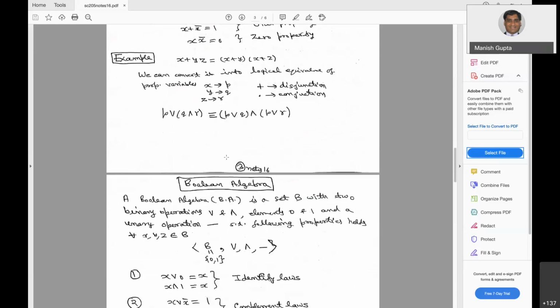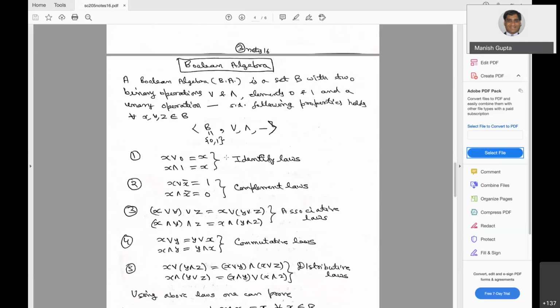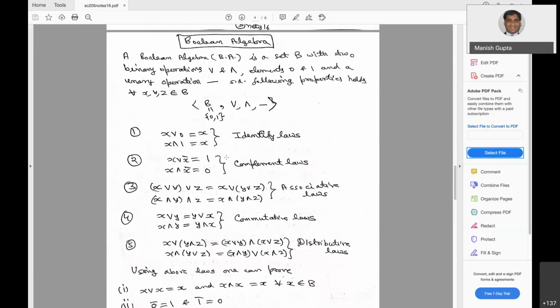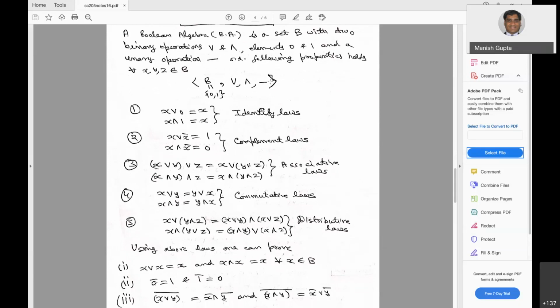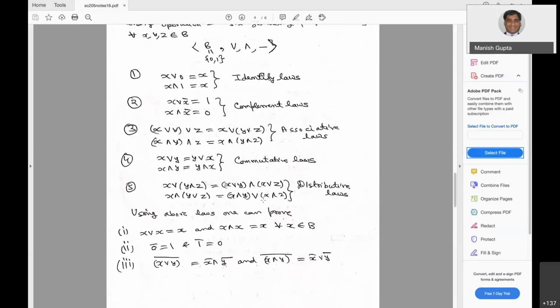Okay. So we can define Boolean algebra as a set B with two binary operations, join and meet, elements 0 and 1, and a unary operation, complement, such that the following properties hold for every x, y, z in set B. So this is a four-tuple system. We have the identity law, complement law, associative law, commutative law, distributive law.